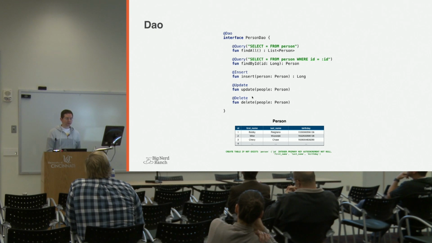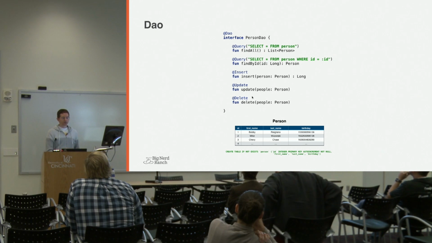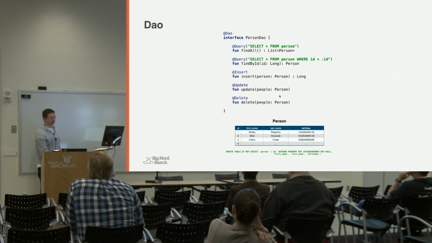And then you can see how dead simple it is for insert, update, and delete. You don't have to build that content values map anymore. You just pass a person, and they're inserted or deleted, et cetera. And you have some flexibility on the return type. In this case, for insert, I have it returning a long, so that would return the ID that was generated by that auto increment key. Does that make sense?